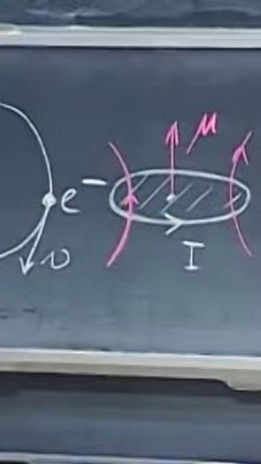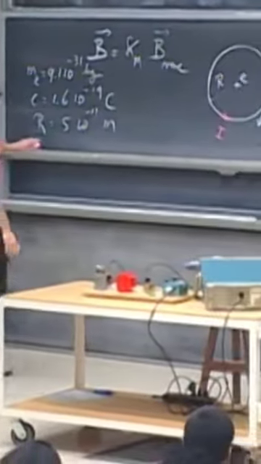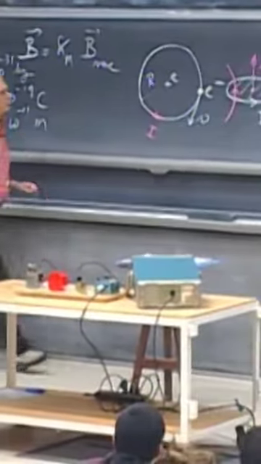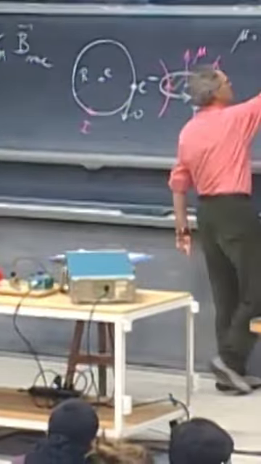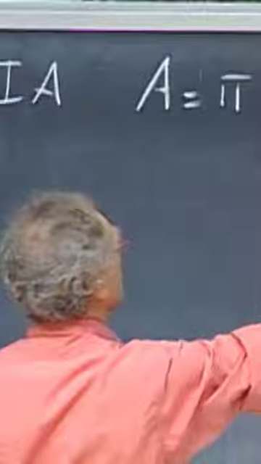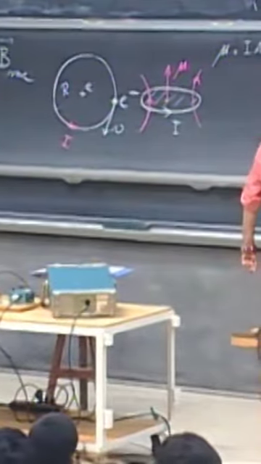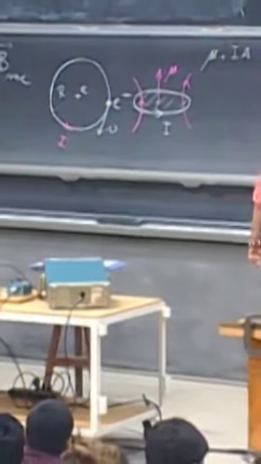Now, the area A is trivial to calculate. That's pi r squared, r being the radius of the orbit. And so A, that's the easiest, is pi r squared. And if I use my 5 times 10 to the minus 11, then I find that this area is 8 times 10 to the minus 21 square meters.